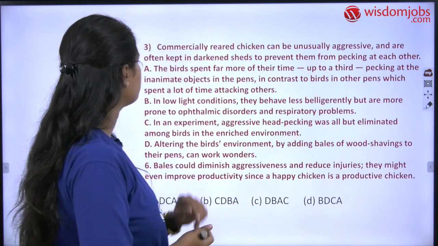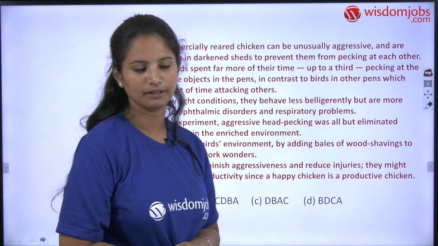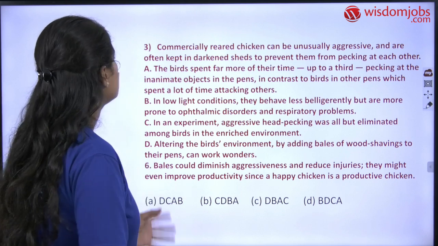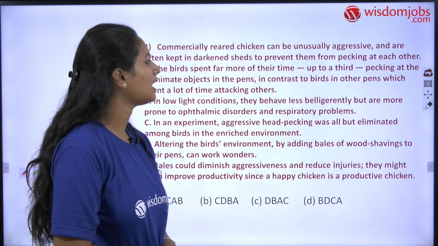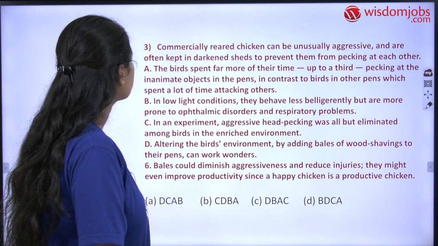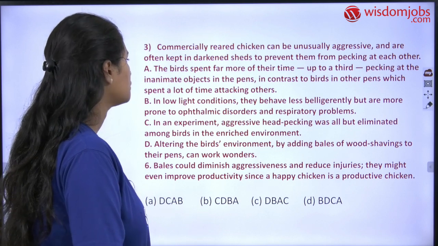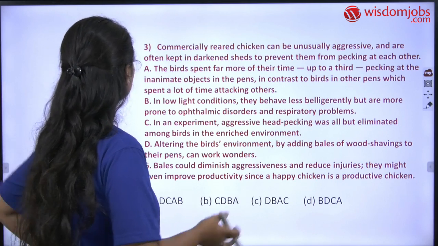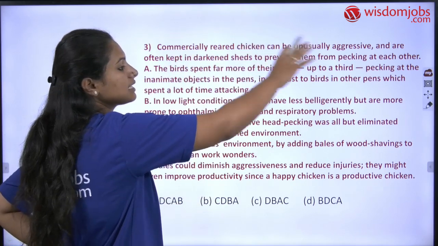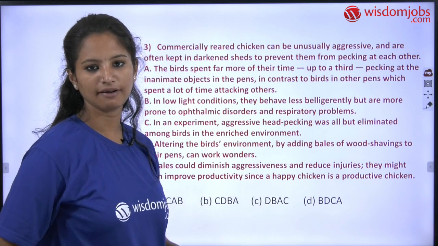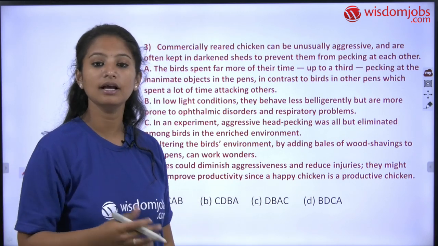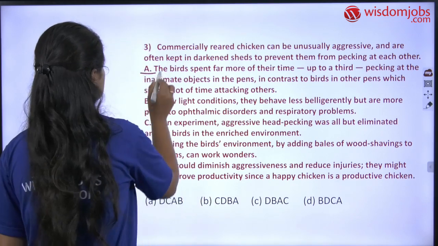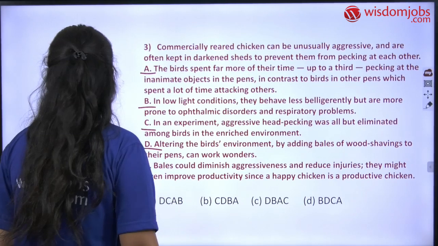Now let us go with the third paragraph, the third example. Commercially reared chicken can be unusually aggressive and are often kept in darkened sheds to prevent them from pecking at each other. So here, this is a starting statement. Clearly, what they have told you, this is a very easy para jumble where they have already given you the beginning sentence. Basically there are four sentences, A, B, C and D.